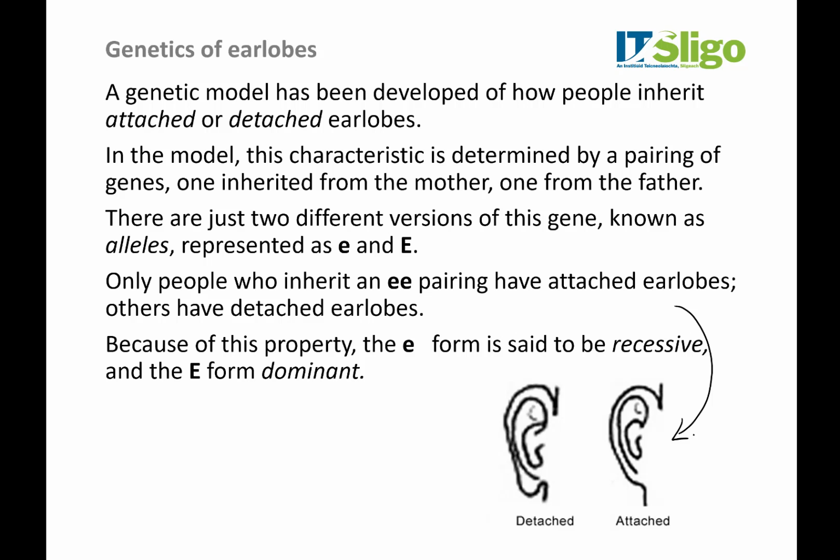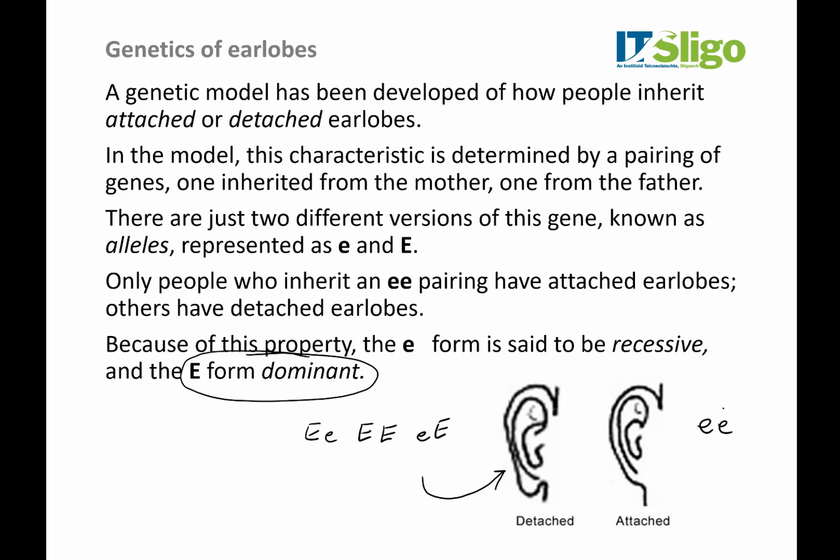So because of this property, the small e form is said to be recessive, because you need two of them. The big E is the opposite. Big E is dominant. And what that means is if that's present in a pair at all, then that person will have detached earlobes.